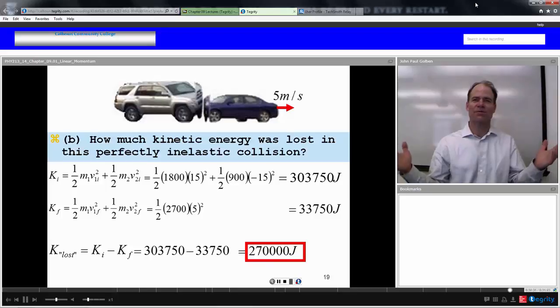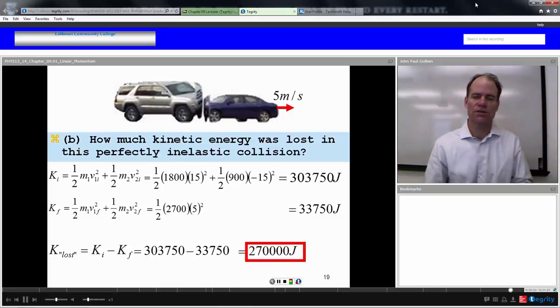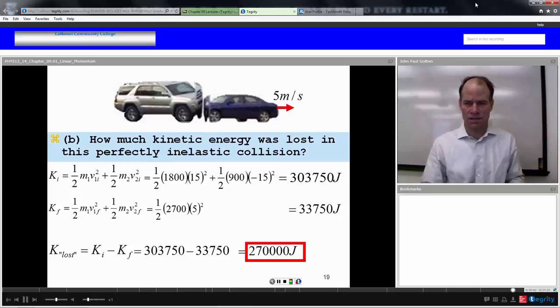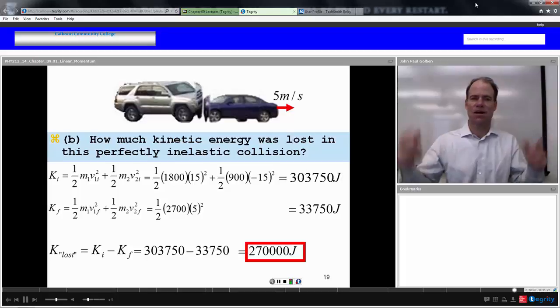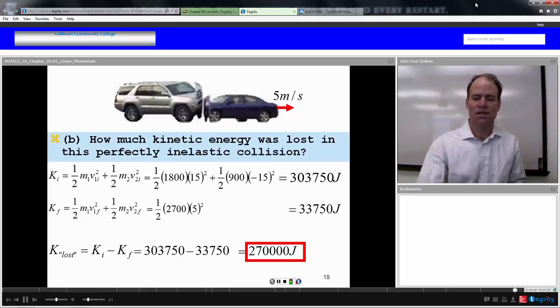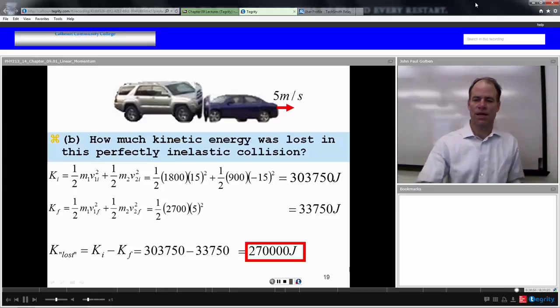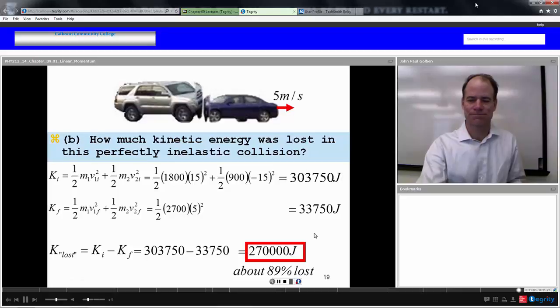Where did that go? Well, it went into the deformation of the cars, the friction, the deformation of the airbags, or the people inside, broken bones, whatever. Heat. The cars are going to heat up because of this collision. So all the energy is dissipated to the environment in some way or another. And momentum was conserved, but kinetic energy, the energy of motion, was not. So we lost about 89% of our kinetic energy in this collision.